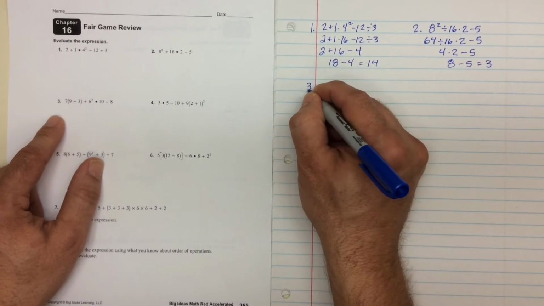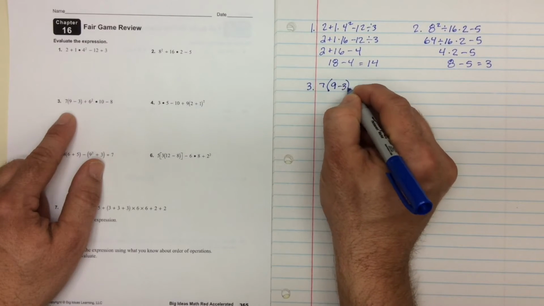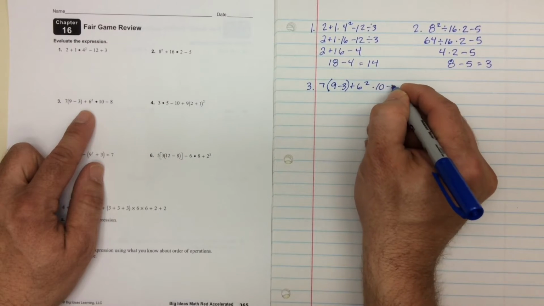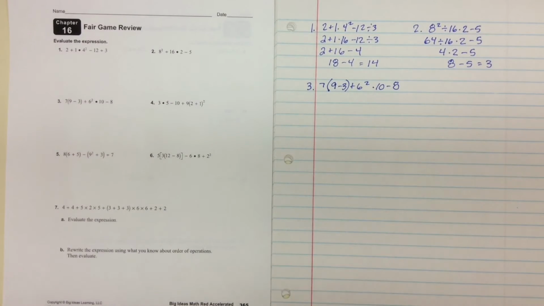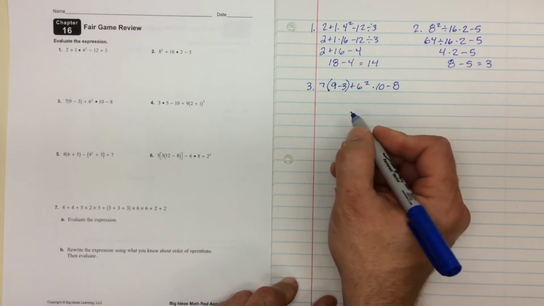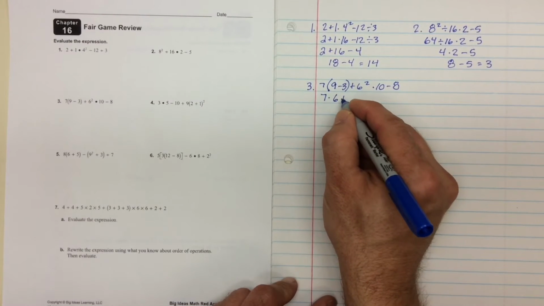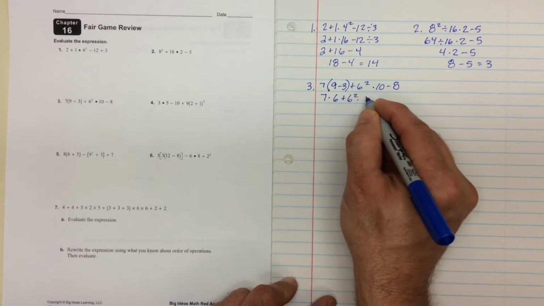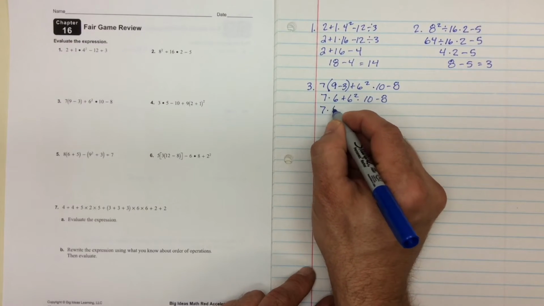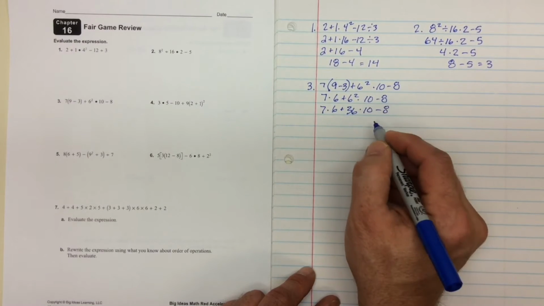Number 3. 7 times the quantity 9 minus 3, plus 6 squared times 10 minus 8. So for this problem, you do parentheses first. 7 times 9 minus 3 is 6, plus 6 squared times 10 minus 8. Now we do exponents. 7 times 6 plus 36 times 10 minus 8.